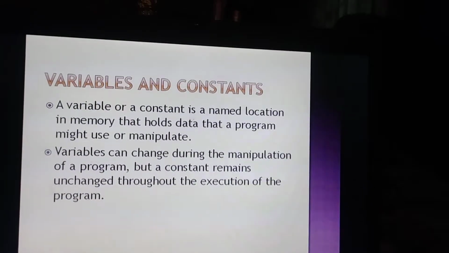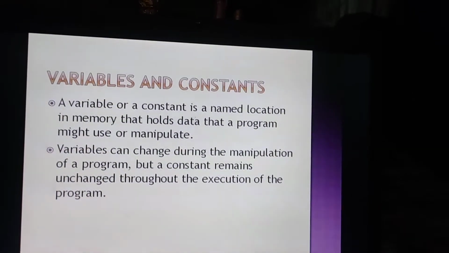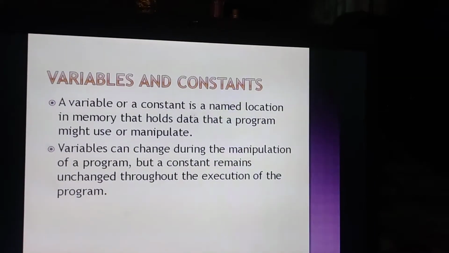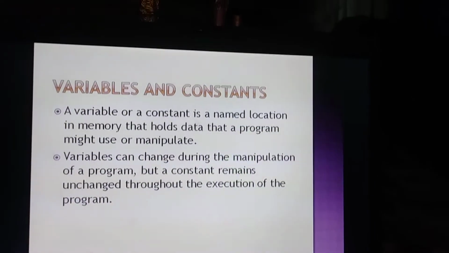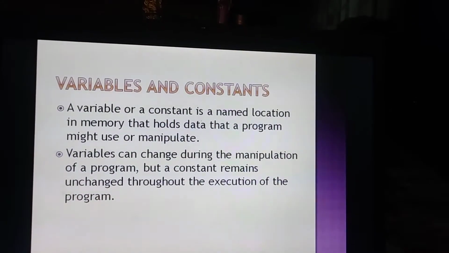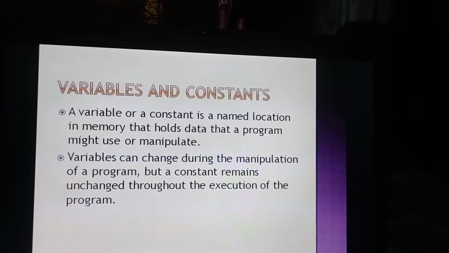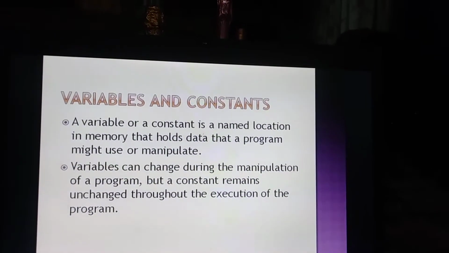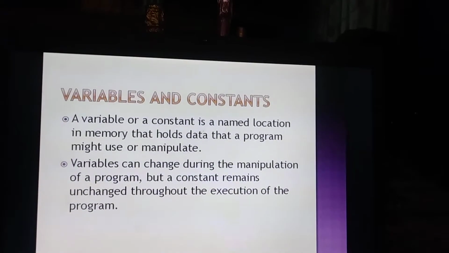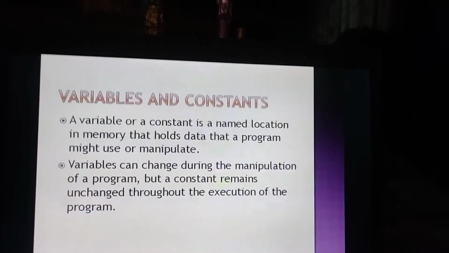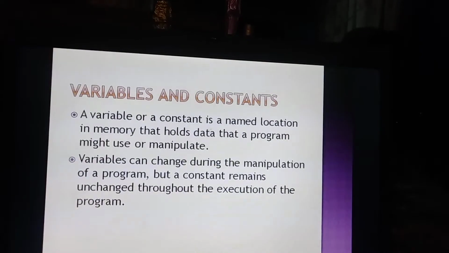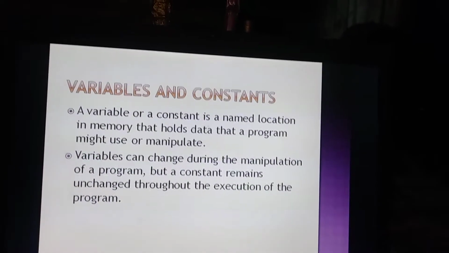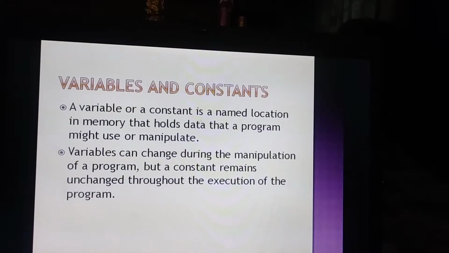Let's get started. The first two terms we are looking at are variables and constants. A variable or a constant is a named location in memory that holds data that a program might use or manipulate.